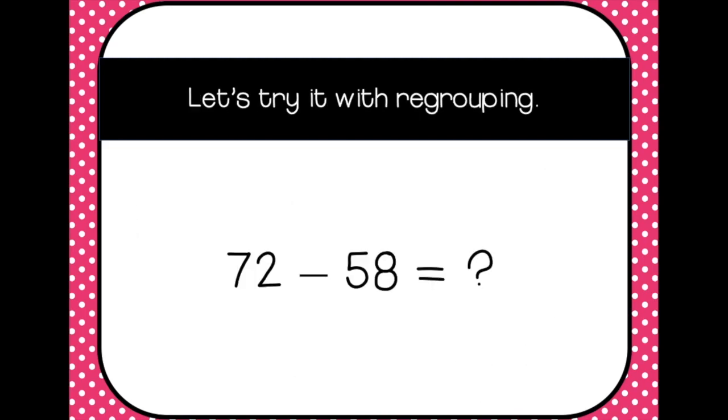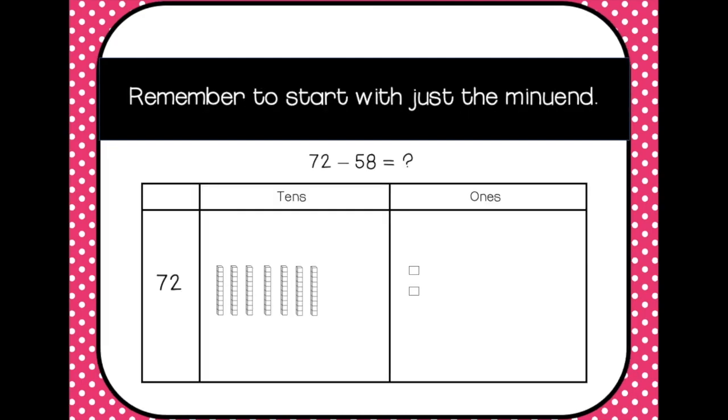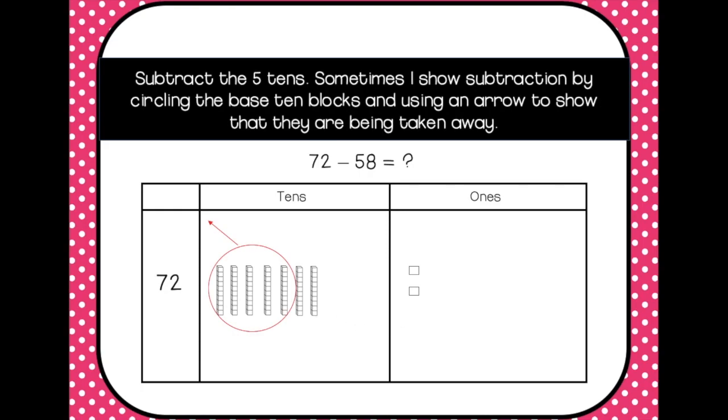Now let's try this with regrouping. So here we have a question, 72 minus 58. Remember to start with just the minuend. So we've got 72 here, so we've got 7 tens and 2 ones. Now we're going to subtract the subtrahend, this number right here. So we're going to start by taking away the 5 tens.